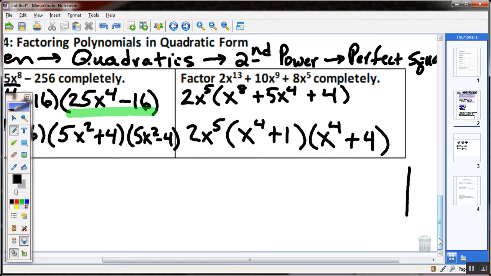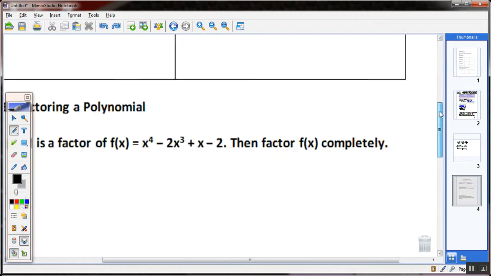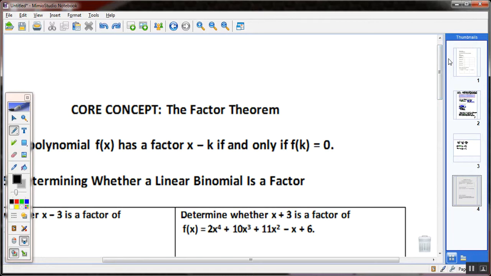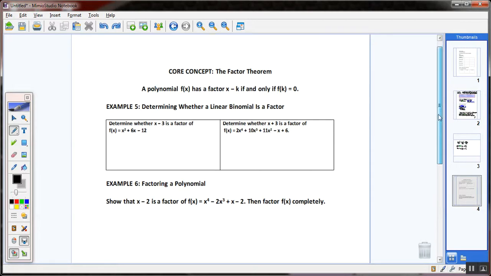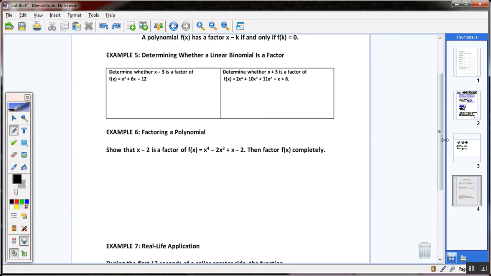Let's get this last page taken care of here. Guys, there's a core concept on this last page. It's pretty sweet. Factor theorem is pretty important. It says a polynomial f of x has a factor x minus k if and only if f of k equals 0. They want to know, is x minus 3 a factor right up here? How many of you say, yeah, I kind of like that synthetic division thing? It kind of helps.